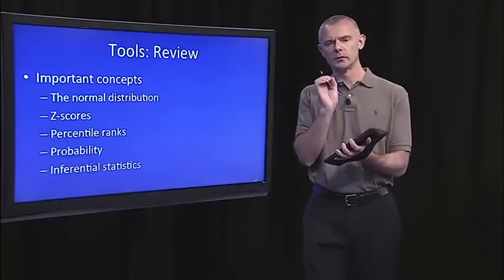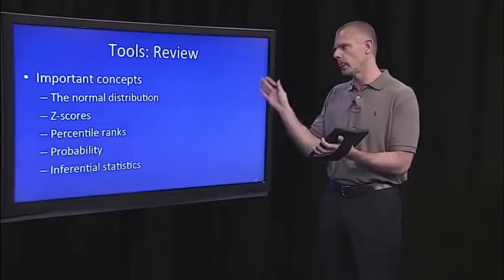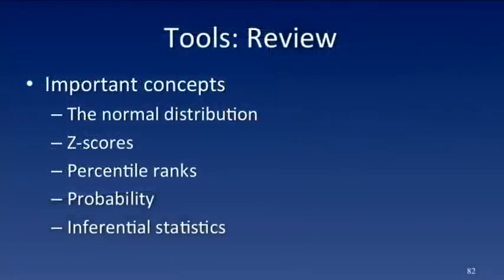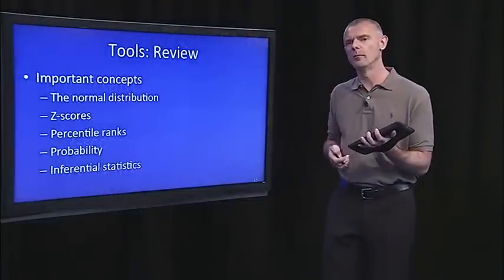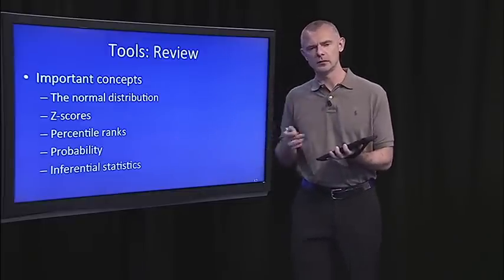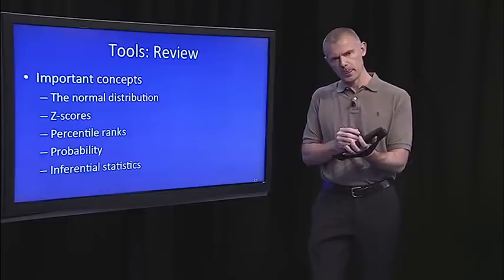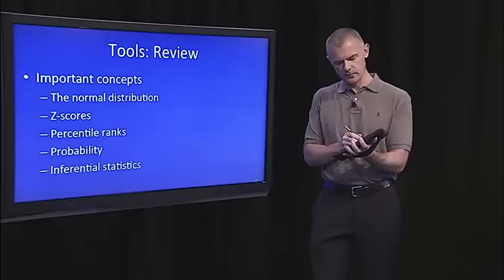To wrap up here, the tools that we need for inferential statistics are the normal distribution, knowing its properties, this concept of z-scores as a standardized unit of measurement, and converting raw scores to z-scores and to percentile ranks, knowing just the basics of probability theory, and all of that wrapped together will allow you to start engaging in inferential statistics. And that brings us to the end of lecture 2.